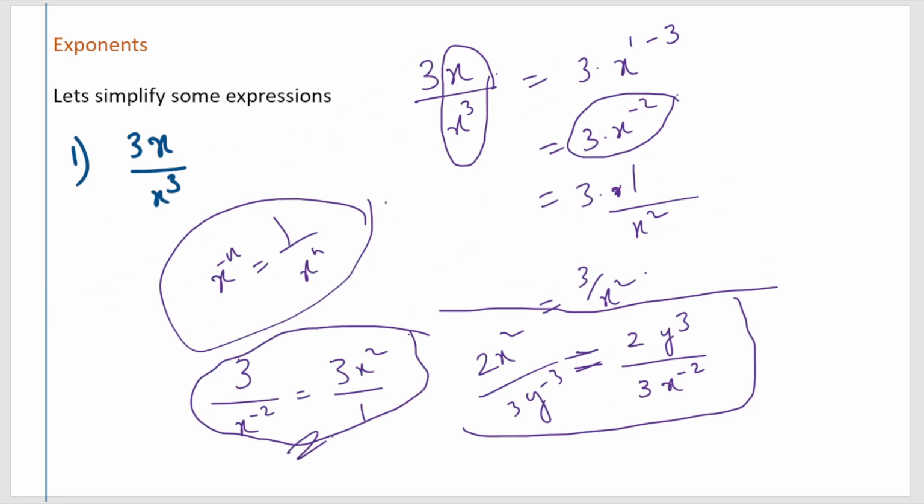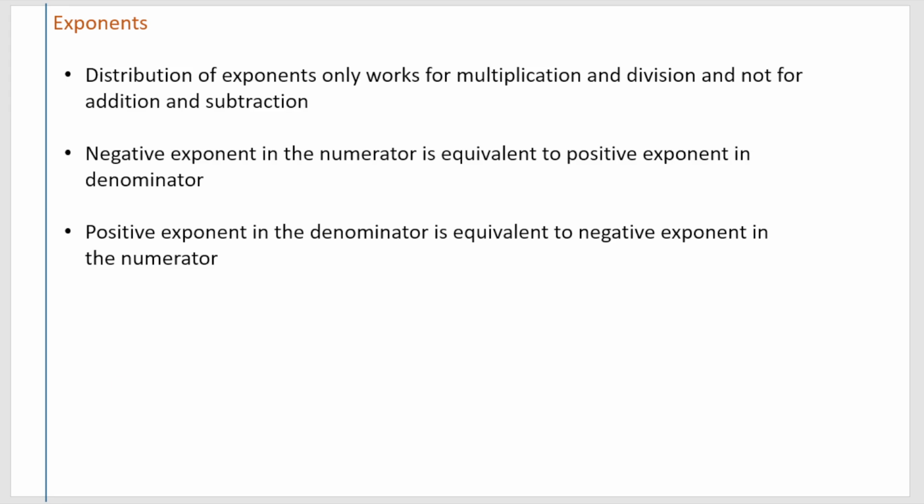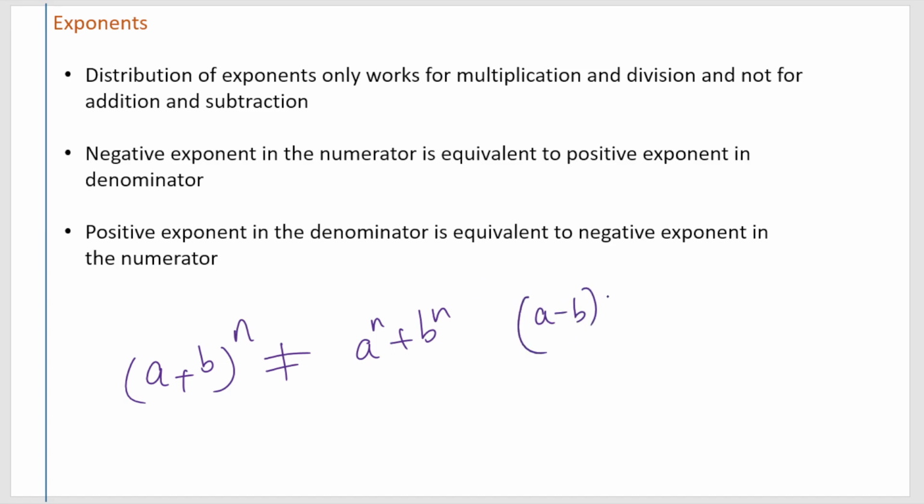So distribution of exponents only works for multiplication and division and not for addition and subtraction. For example, (a + b)^n is not equal to a^n + b^n. The same way, (a - b)^n is not equal to a^n - b^n. Fine, this I should remember. Okay, property. Fine.